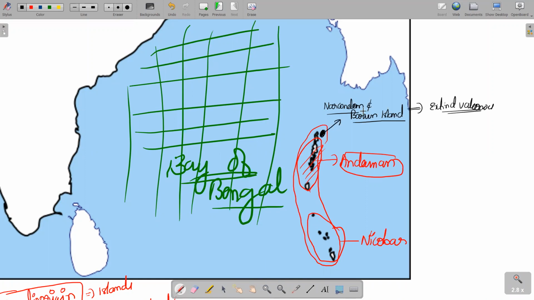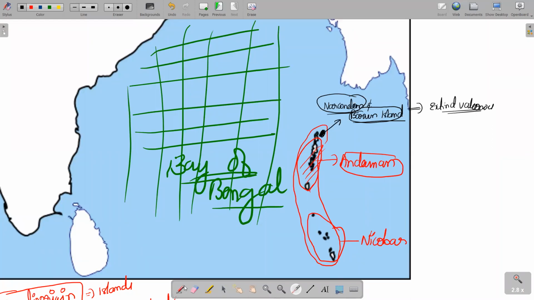So Narcondam, Barren Islands, where are they? Just simply try to point out somewhere in the north of the Andaman Islands. Narcondam and the Barren Islands are the only islands in India where volcanoes are present.